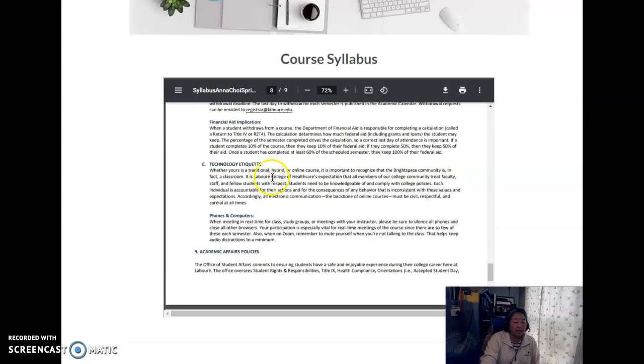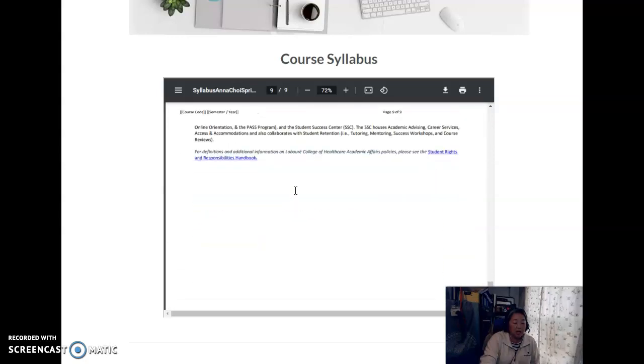Dropping the class, financial aid, technology, academic affairs, etc. All of these things are also indicated in the Students' Rights and Responsibilities Handbook. So anything about Title IX or anything about student disability services are in that handbook. So make sure you take a look at that as well.